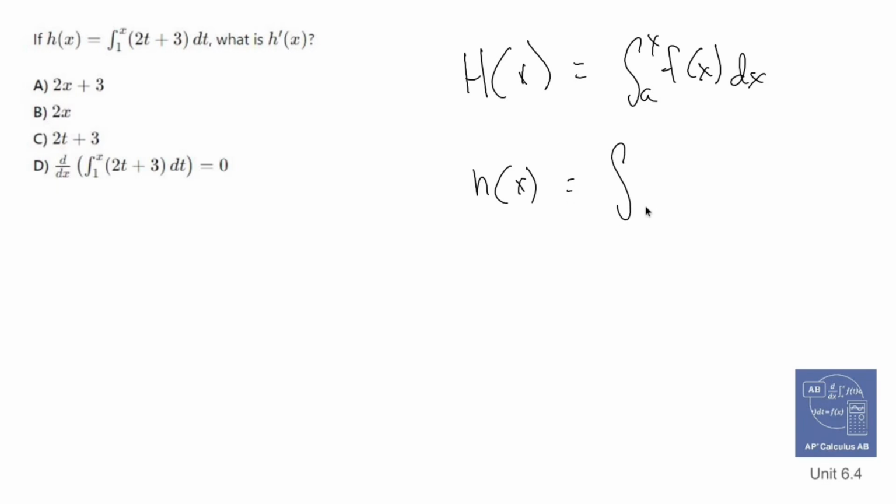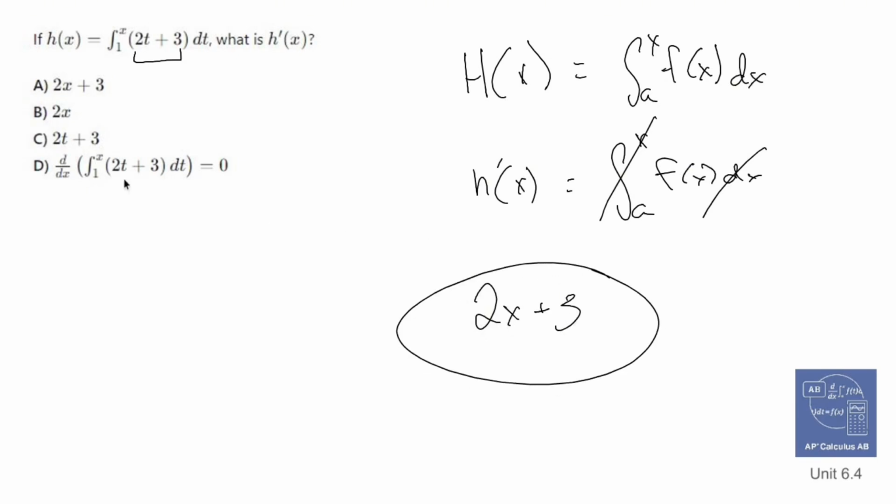But if I were to take the derivative of that, let me write it out. If I were to take the derivative of that, that essentially cancels out the integral. And what I'm left with is 2t plus 3, and instead of t's, I have x's because I'm using of x. So 2x plus 3 is going to be A.